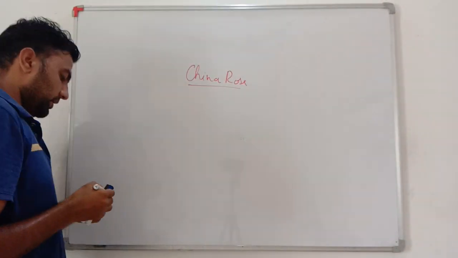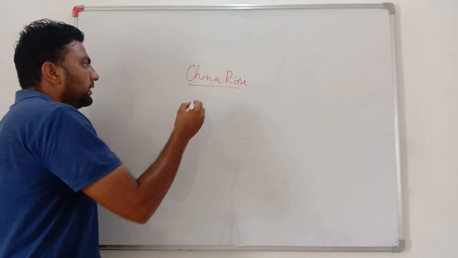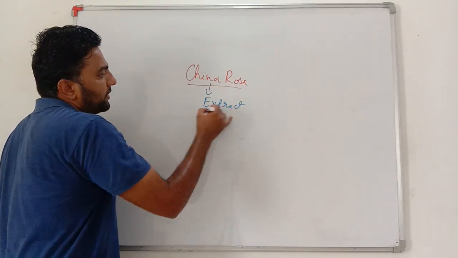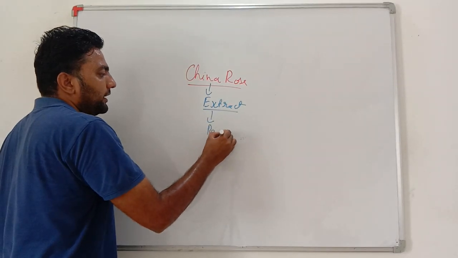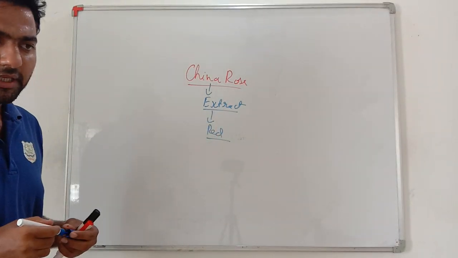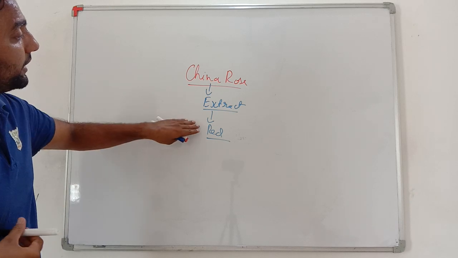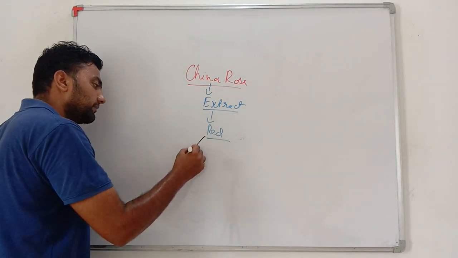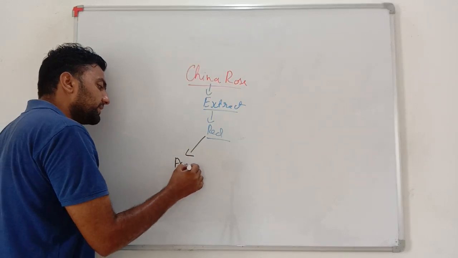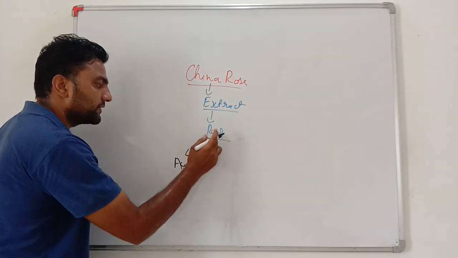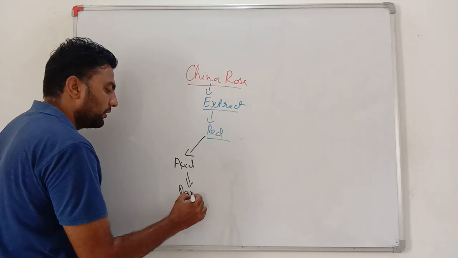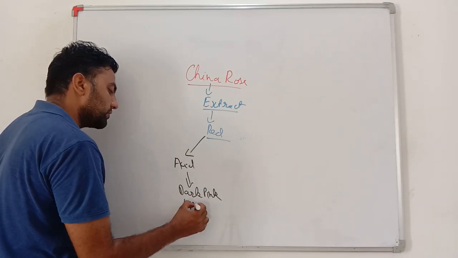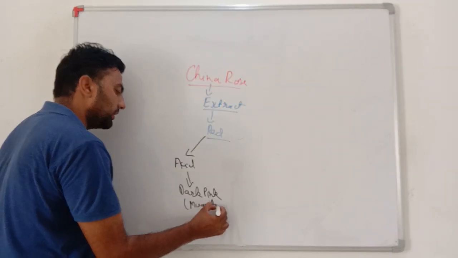China rose. The extract that we are getting from China rose is red in color. See my dear student, if you put this red material, China rose stuff, into acid, then this red color will convert into dark pink color, which we also call magenta color.